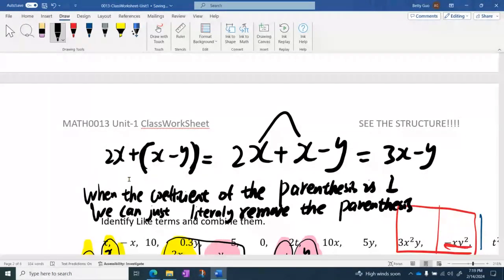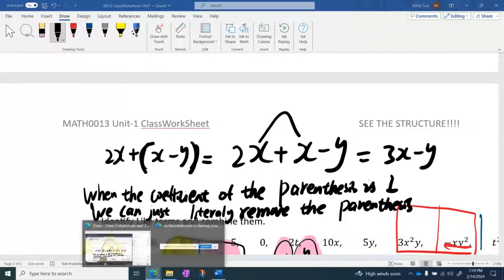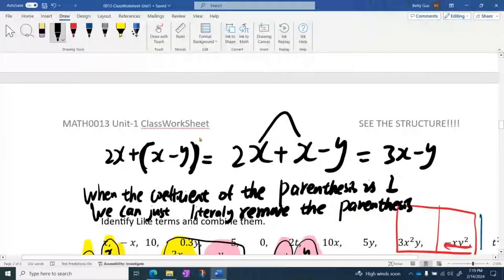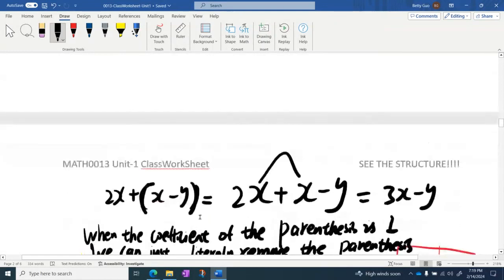All right, I hope you can write this down on your note. When the coefficient of the parentheses is 1, we can literally remove the parentheses. And that's the only case we can do that. It's because the coefficient is 1, and 1 is the multiplicative identity. When you multiply the member by 1, it doesn't do anything. Please have that sentence on your note.